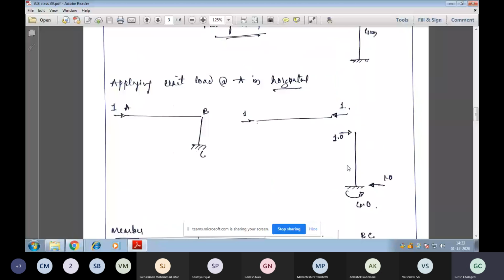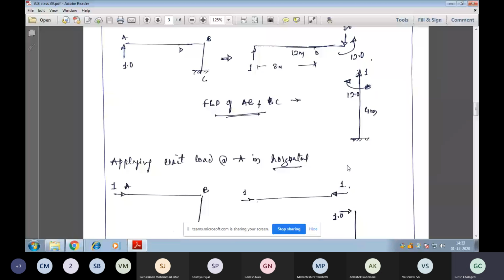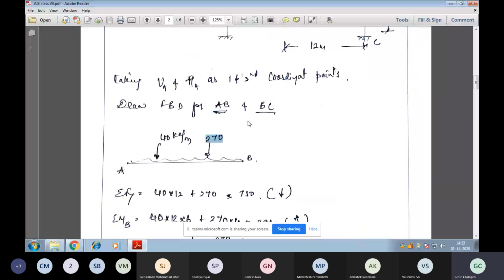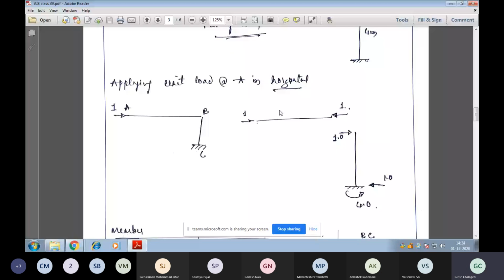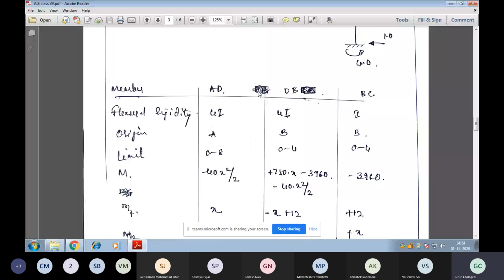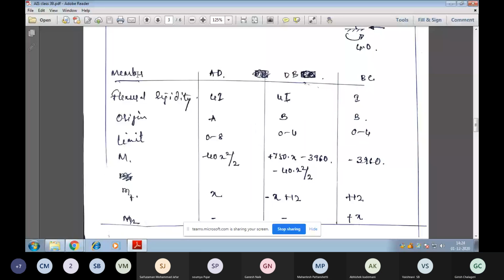So once we draw the free body diagram for all, this is capital delta 1, this is small delta m1, this is small m2. So we can form a table here like this. Particulars we can say, other we can take my members here. That is AD, DB and BC. Many of say, since we cannot consider D joint, we can directly take B joint.